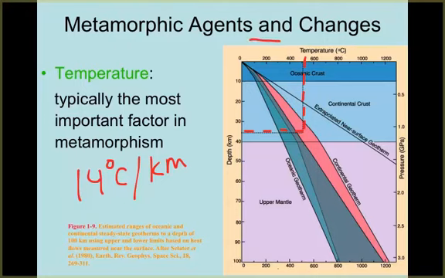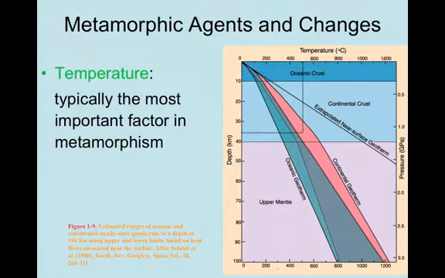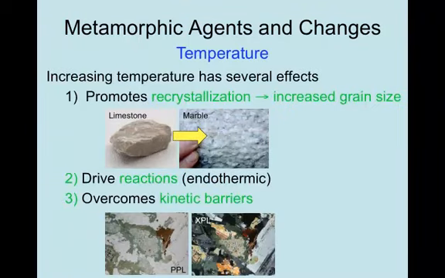And so this range of temperatures is going to be represented in the metamorphic rocks that we're seeing, depending on how deeply the rocks were buried, how hot they got. Temperature is by far the most important agent of metamorphism, probably followed very closely by fluids, but we'll focus on temperature and pressure.